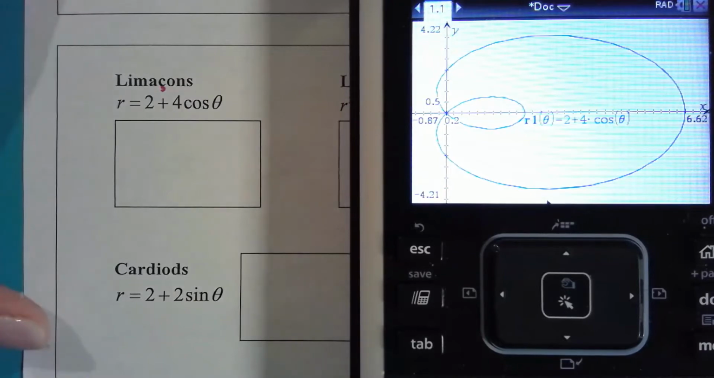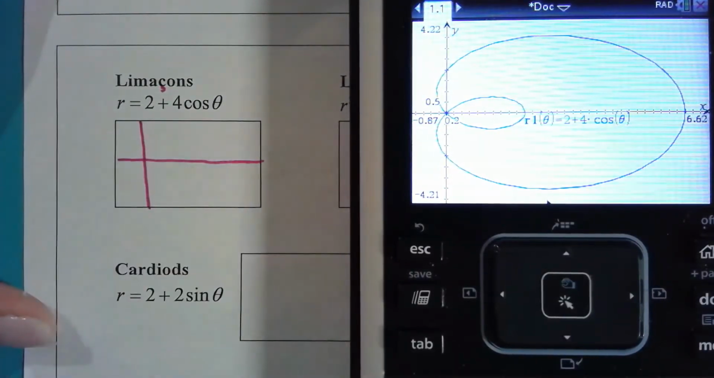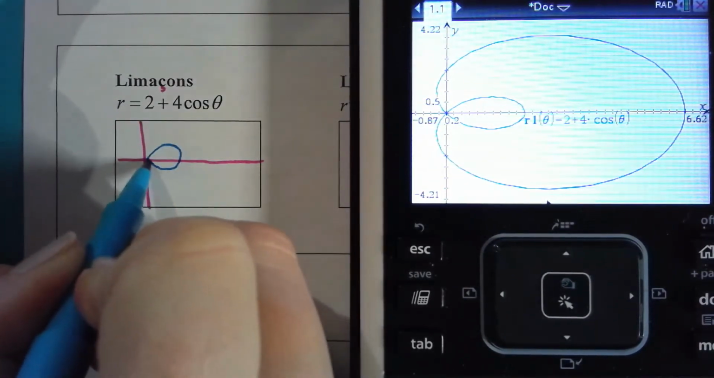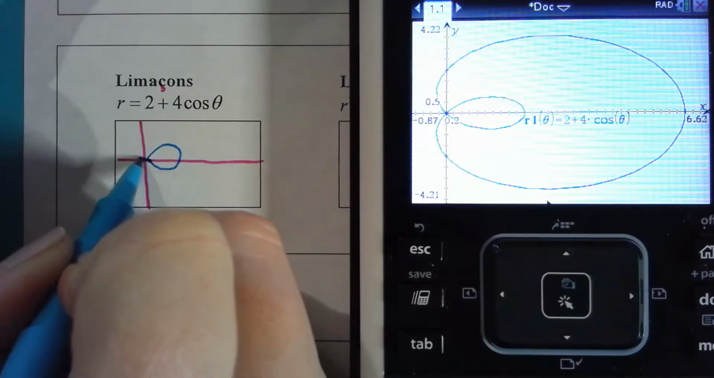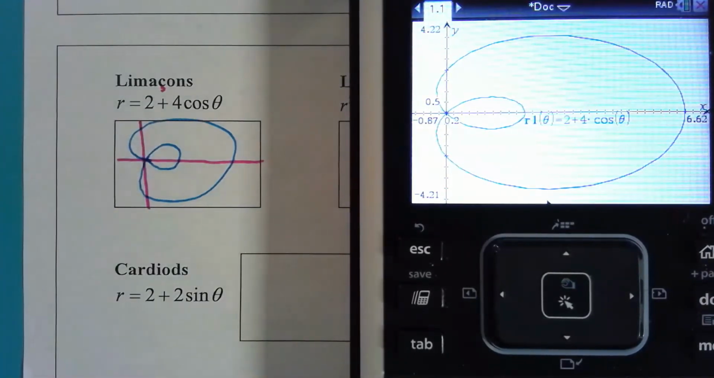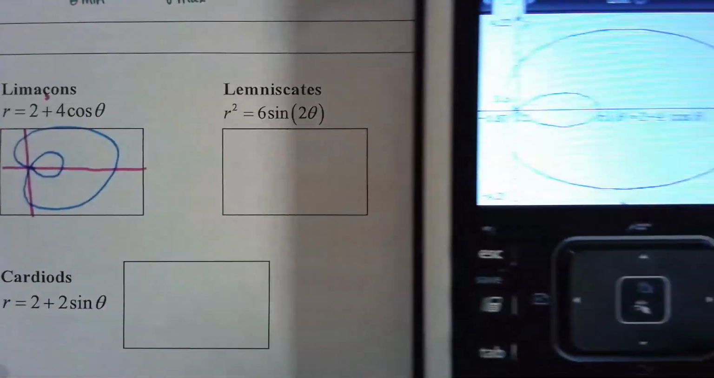This limacon is like a loop within a loop. So notice my x-axis is off to the left a little bit. And I've got this little loop here, and then we've got this big loop kind of out there. That's what we call a limacon. Okay? Just investigating different shapes.